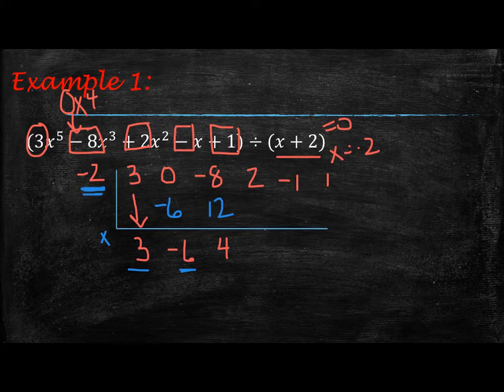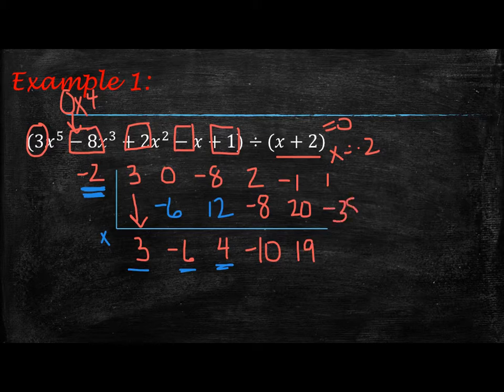Then multiply -2 times 4, gives you -8. Then add them, so it'd be -10. Keep going. -2 times -10 is 20. Add, 19, and then multiply, which would give you -38.